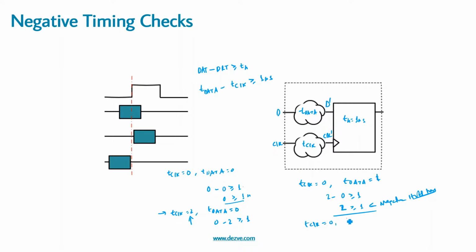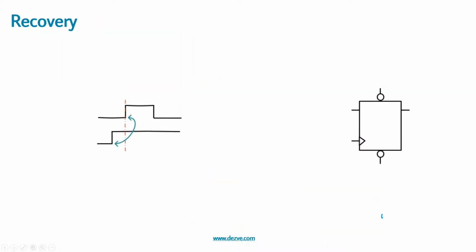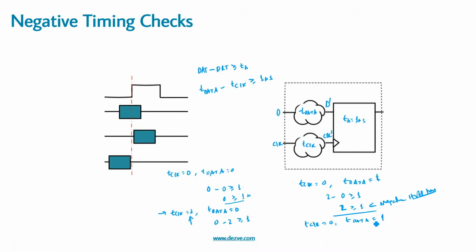Now if you take the other case, T clock equal to 0, T data equal to 1, then it will be 1 minus 0 greater than or equal to 1, and 1 greater than or equal to 1. So what we are saying is, when we have a data path delay of exactly 1, then we would exactly be meeting the hold requirement of 0. So these are the cases; it all depends on the data path delay and the clock path delay, and depending on that our setup and hold requirement would take effect.